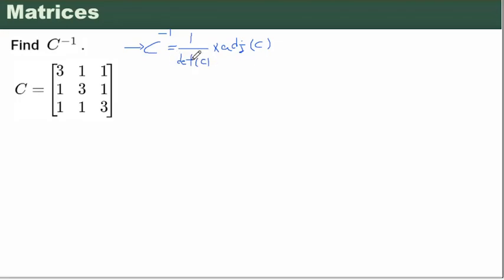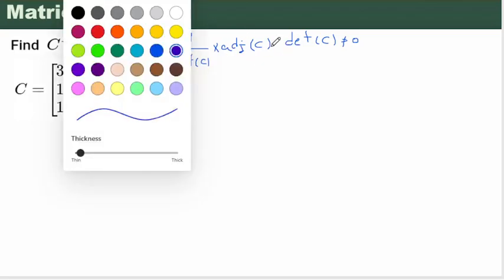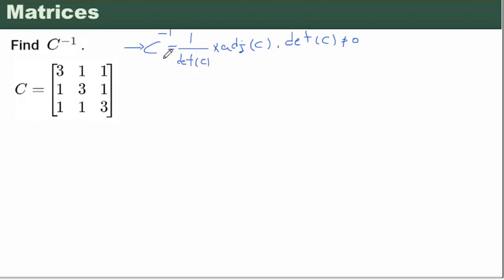So the condition here is determinant of matrix C shouldn't be 0, because if determinant of matrix C is 0, it makes this formula undefined. So it's a condition I have to write here. Anyway, I start step by step, first to find the determinant of matrix C.